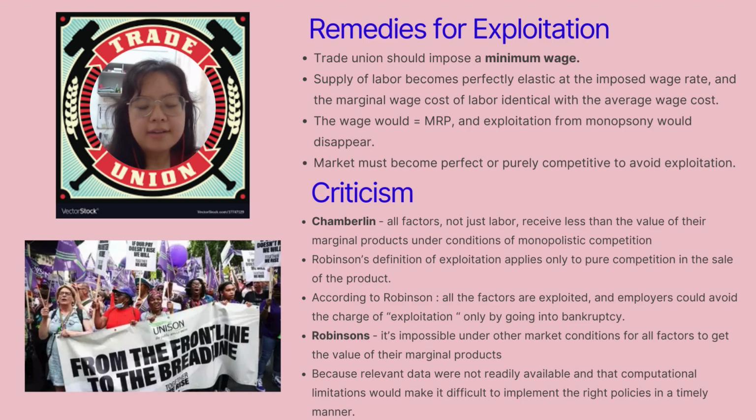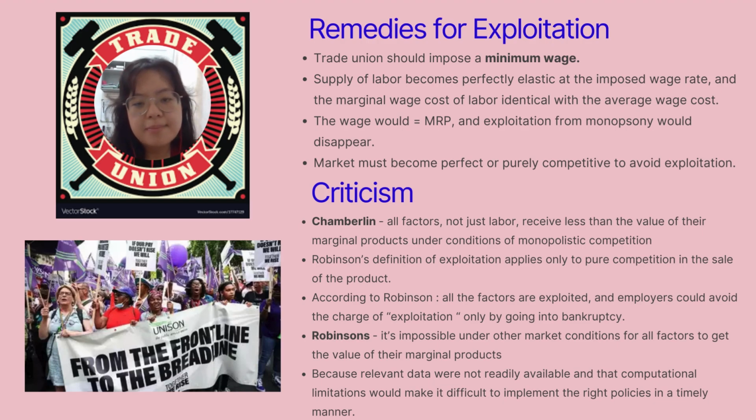Now I'll be talking about a few remedies to counter exploitation. The first is that the trade union should impose a minimum wage. The minimum wage is to ensure workers receive fair compensation for their labor. The minimum wage also serves as a floor, preventing the wage from falling below a certain level, thereby protecting workers from exploitation by employers who would unfairly pay them very low wages.